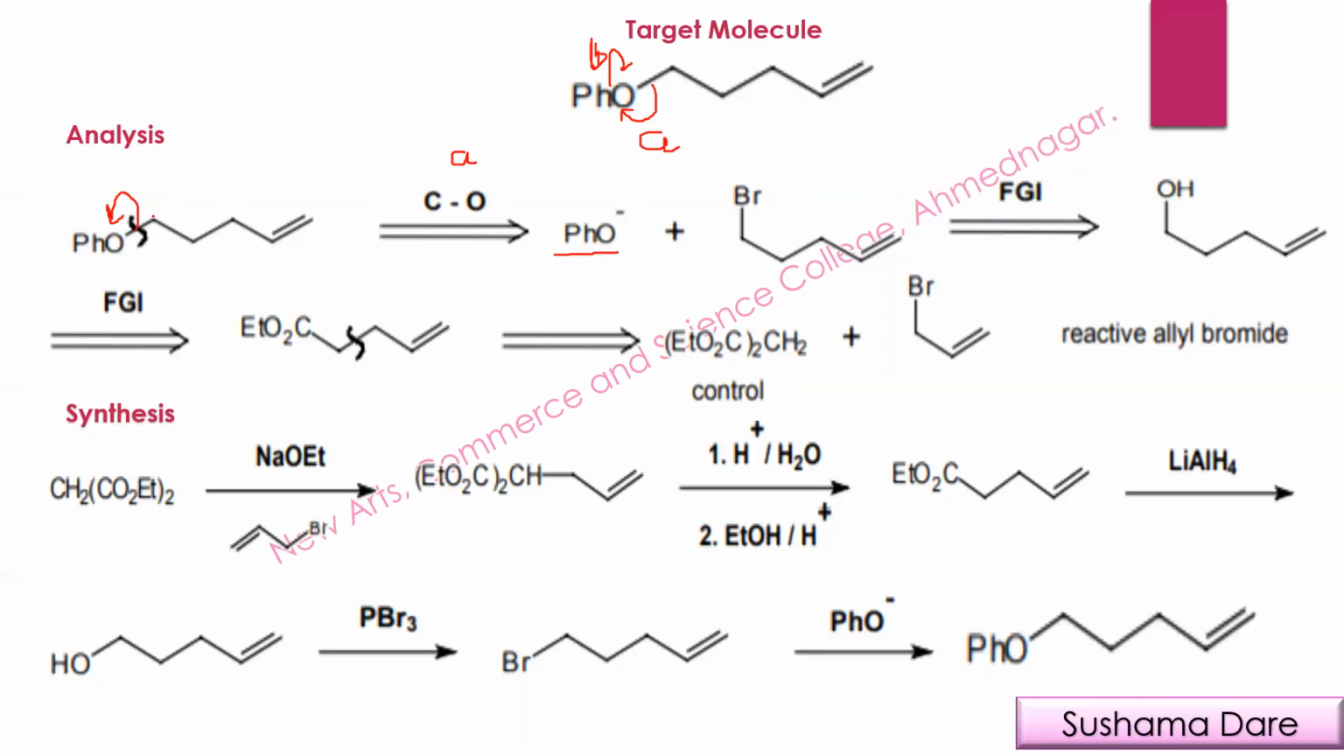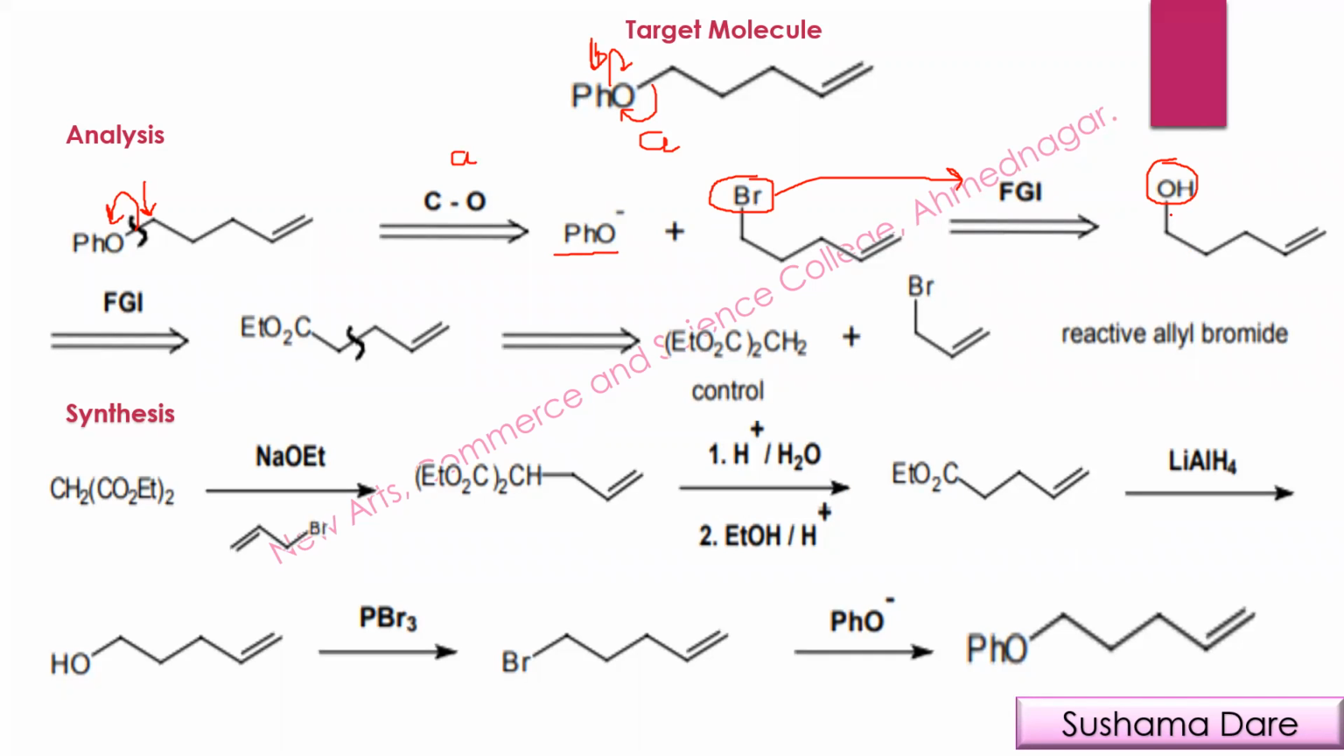Now the charge generated here is a positive charge, and whenever a positive charge is on an alkyl carbon, you simply write down the leaving group Br. Now, whenever a Br is there, you always go for the FGI. So go for FGI, and Br we replace with a hydroxy group. So write down the hydroxy group over there.